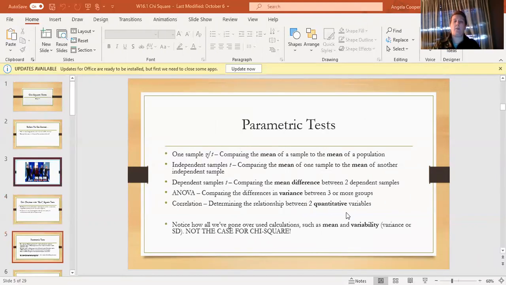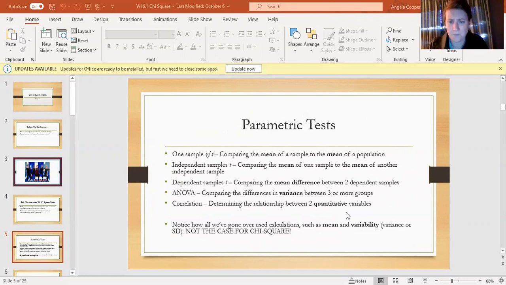With parametric tests, we had our one-sample Z and T test back in the day, where we compare the mean of a sample to the mean of a separate population. With an independent samples t-test, we're comparing the mean of one independent sample to the mean of another. With a dependent samples t-test, we're comparing the mean difference between two dependent samples. With ANOVA, an analysis of variance, we're comparing the differences in variance between three or more groups. And with correlation, we're looking at the relationship between two quantitative variables.